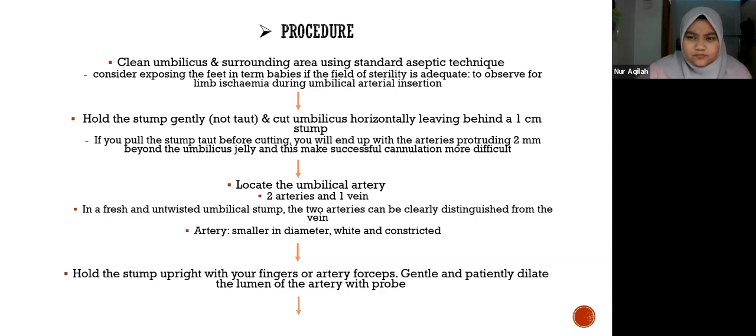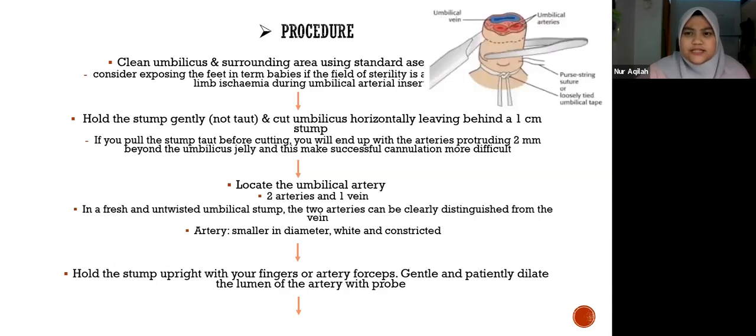And then, here is the example. This is the umbilical cord. We hold the stump gently, and then we cut. We make a horizontal cut at the umbilicus, leaving about 1 cm of stump from the abdomen. So 1 cm, and then we cut over there.